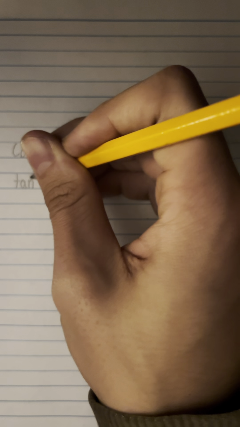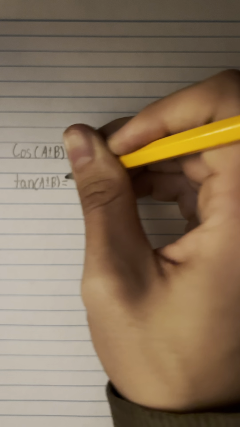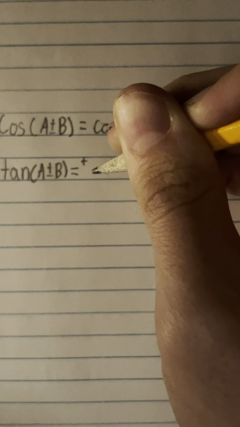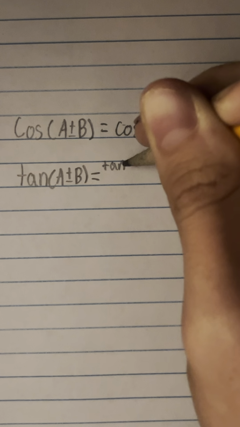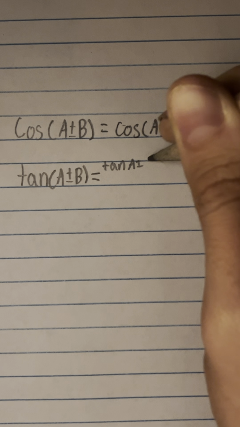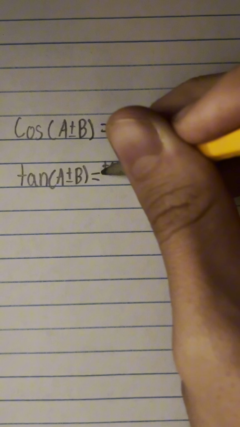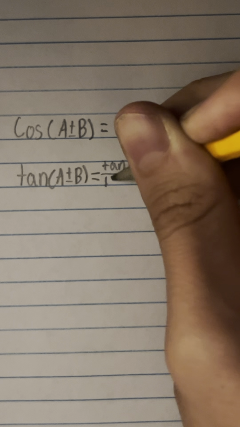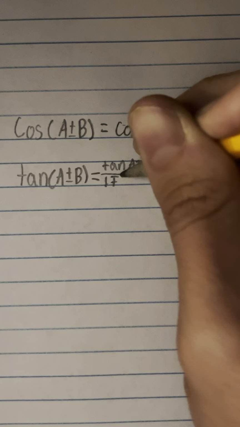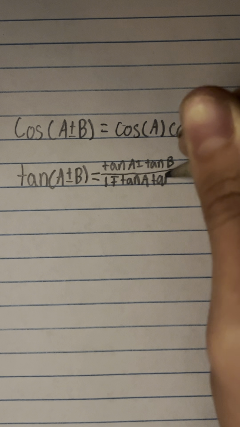And there is tangent of a plus or minus b is equal to the, let me zoom in here, tangent of a plus or minus the tangent of b over 1 minus or plus the tangent of a times the tangent of b.